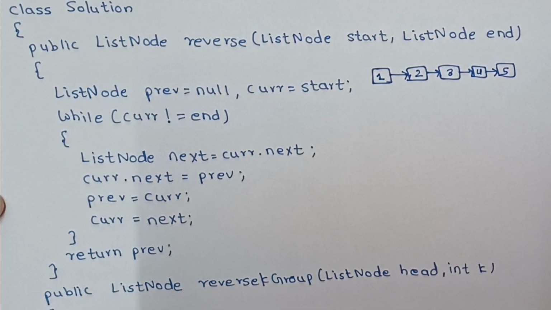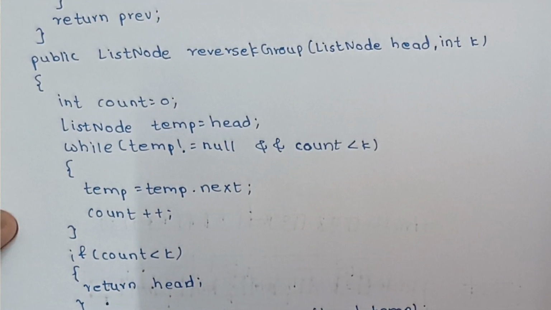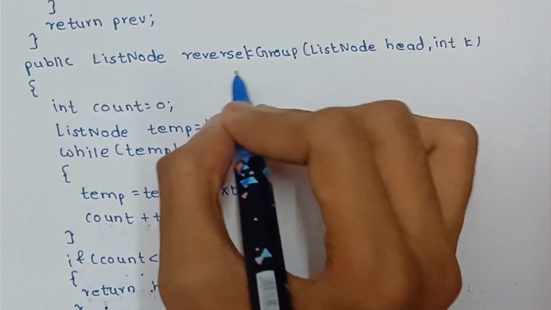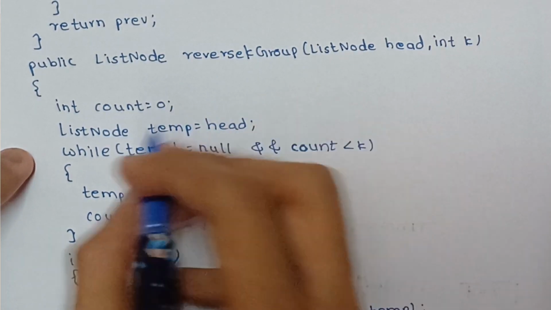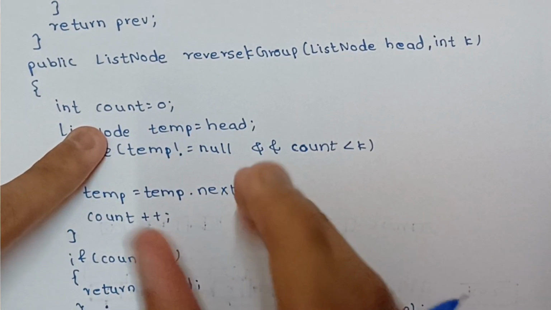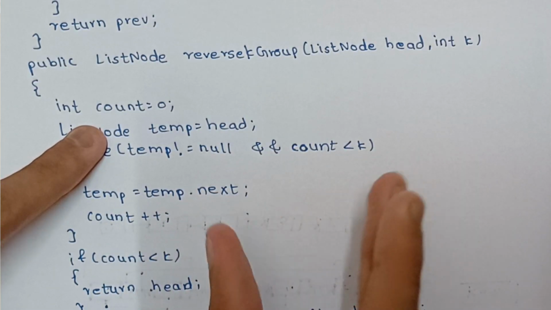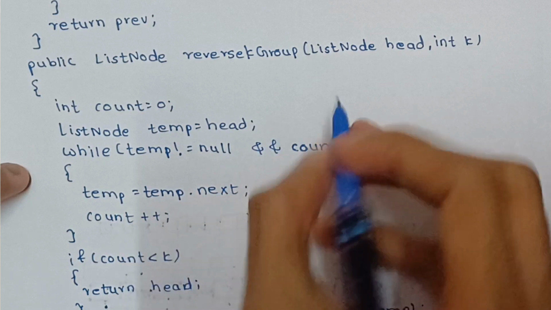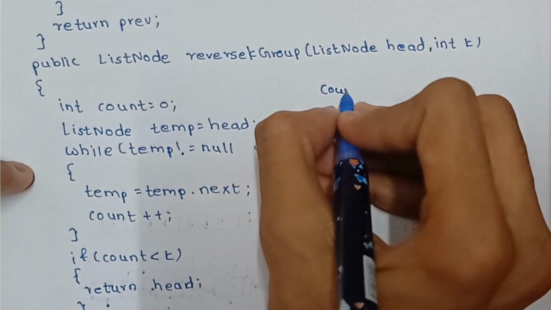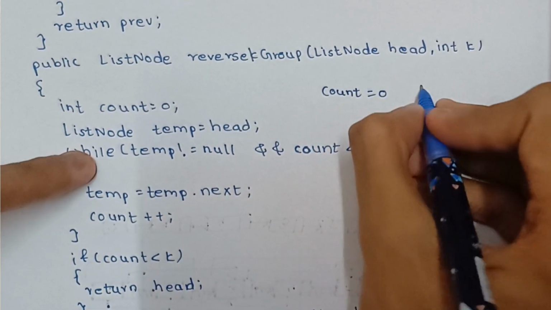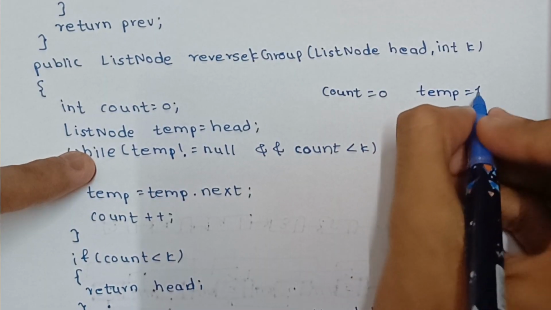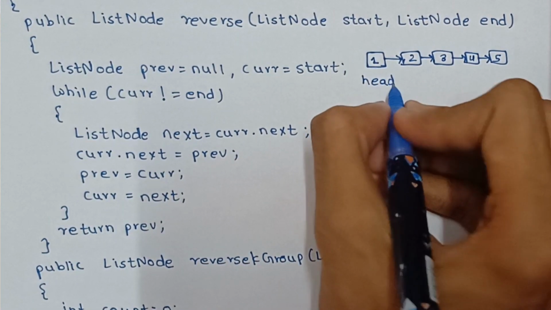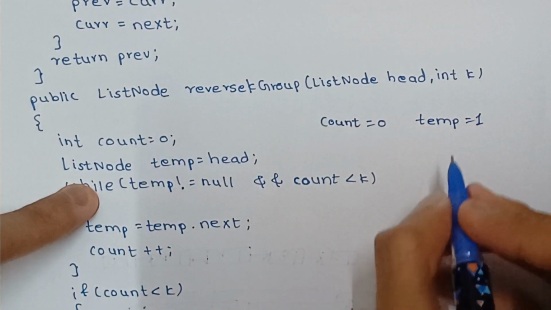Here is the code. Let's understand the first part. This is the public ListNode reverseKGroup method, given by LeetCode. We have to take the count, that is, count the size of the list, to determine if it is smaller than k or bigger. At the start the count will be 0, and temp is head. Here you will see head is 1, so temp is 1.